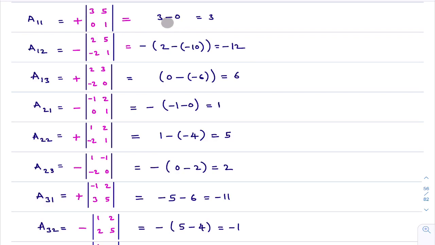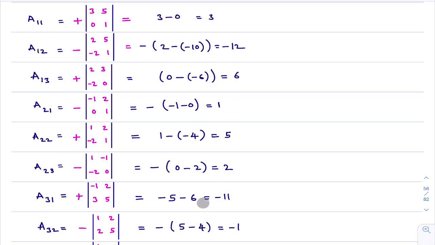Okay, now I'll simplify. Here plus is there, no need to write this. Expand this 2 by 2 determinant: 3 into 1 is 3, minus 0 into 5 is 0. That is 3. Minus, here you have to be careful. Here minus is there, the same minus I wrote here. Now expand this determinant: 2 into 1 is 2, minus 2 into 5, that is minus 10. Minus of minus is plus, 2 plus 10 is 12. So in total this is minus 12.